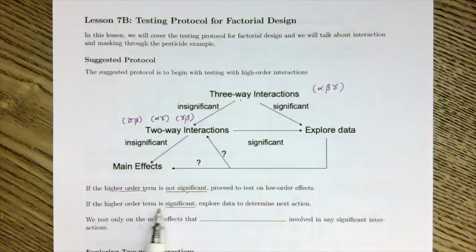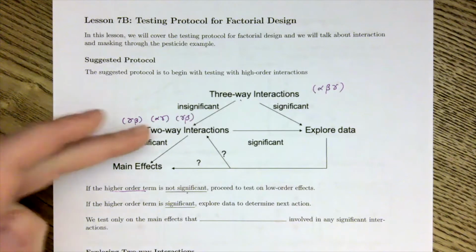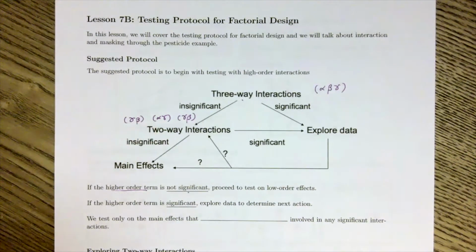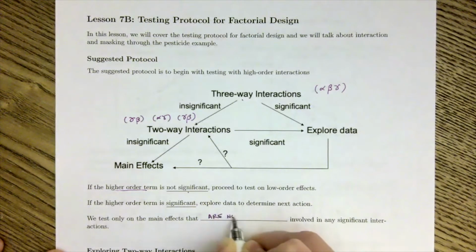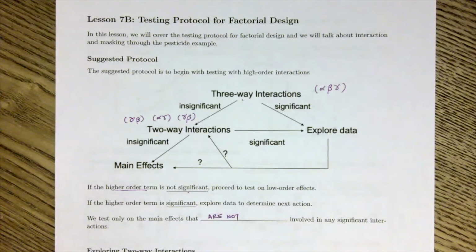If your higher order terms are significant, then this is where things get a little bit harder and we have to start exploring our data. What I mean by exploring our data is we have to start looking at plots, very specifically our interaction plots, and we have to start thinking about what our data is, what is our problem, in order to help us decide if we can get down to looking at the lower levels, i.e. the two-way interaction or even the main effects. We only test on the main effects that are not involved in any significant interaction.